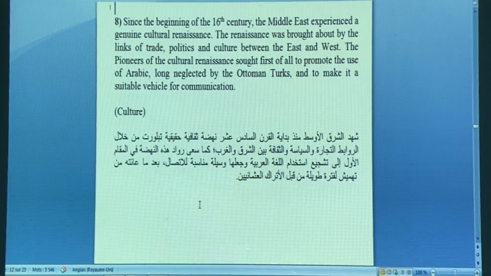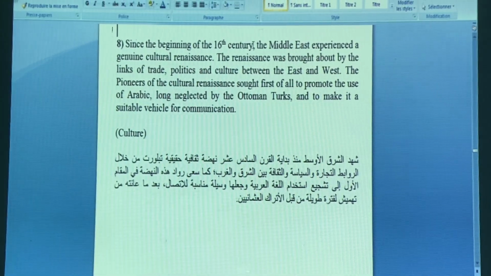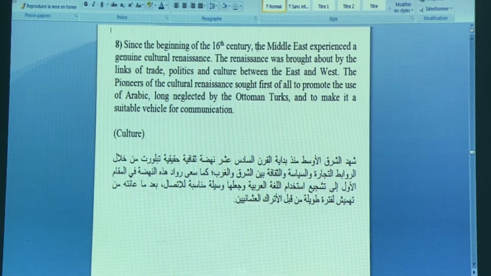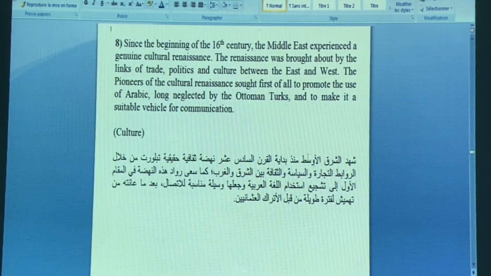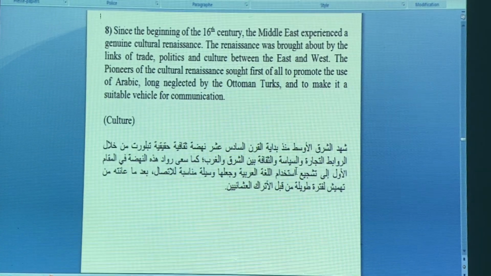Now, if you look at this sentence in English, since the beginning of the 16th century, here we have the adverb of time. The Middle East comes after. In Arabic, I would start with the verb, "shahida al-sharq al-awsat", and then put the adverb.